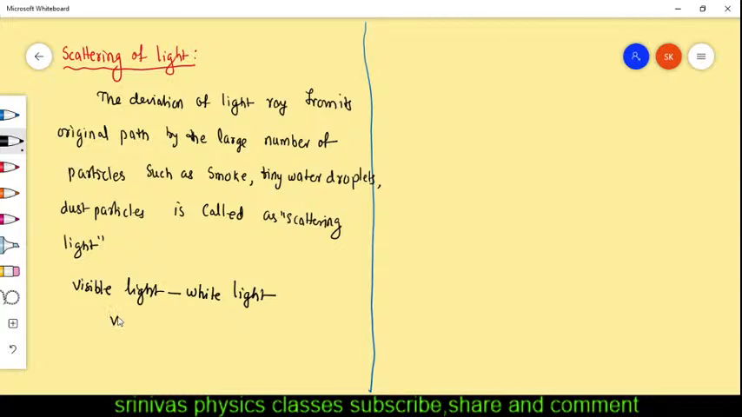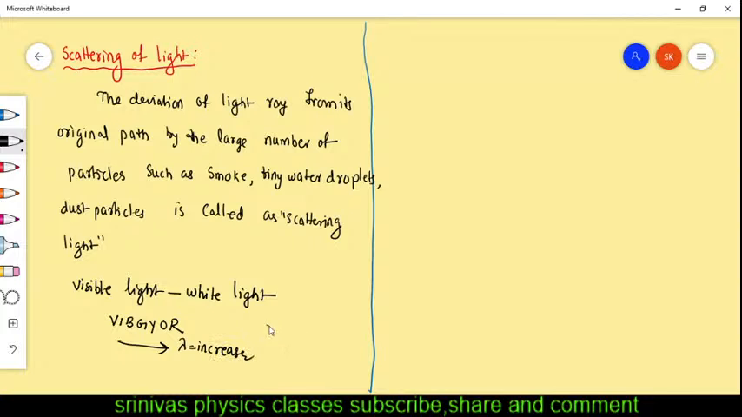Yes, it is the WIBGR. You remember it. It is the code. White light is the combination of seven colors. This is WIBGR. When you go to the right side, the wavelength increases.